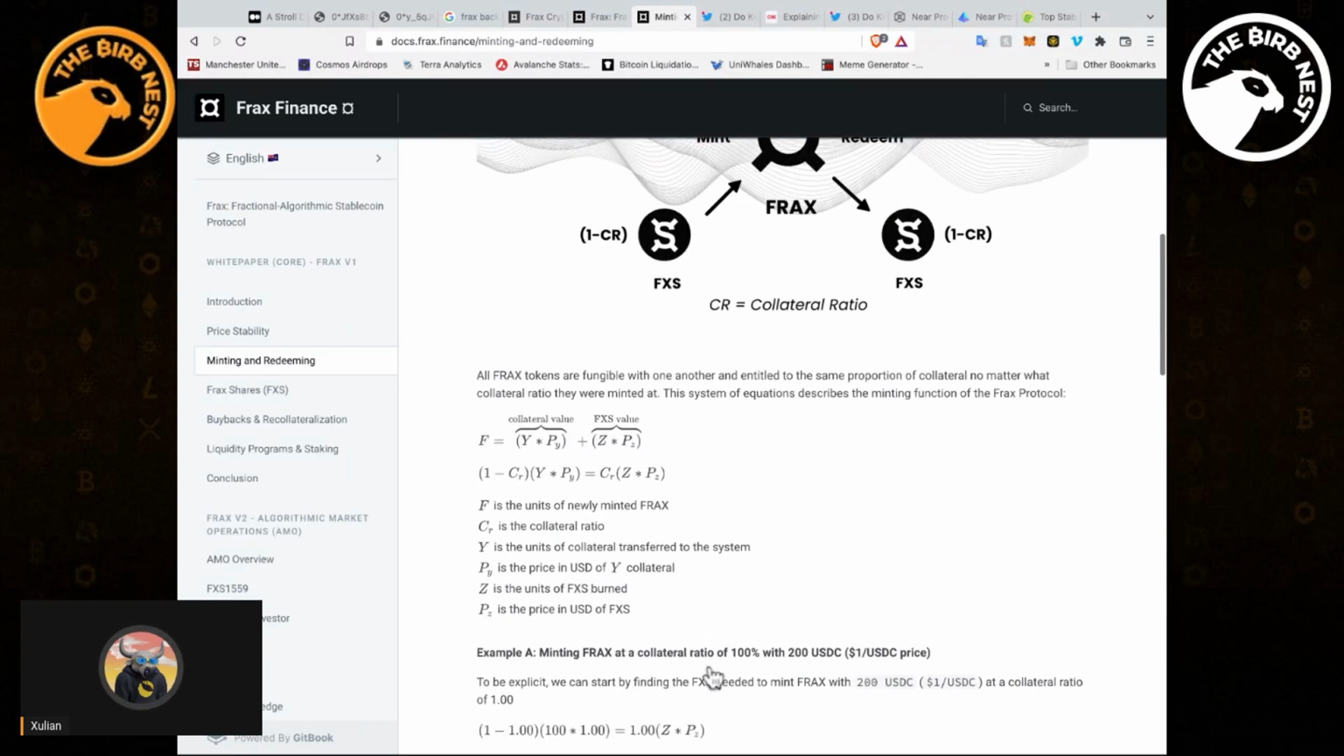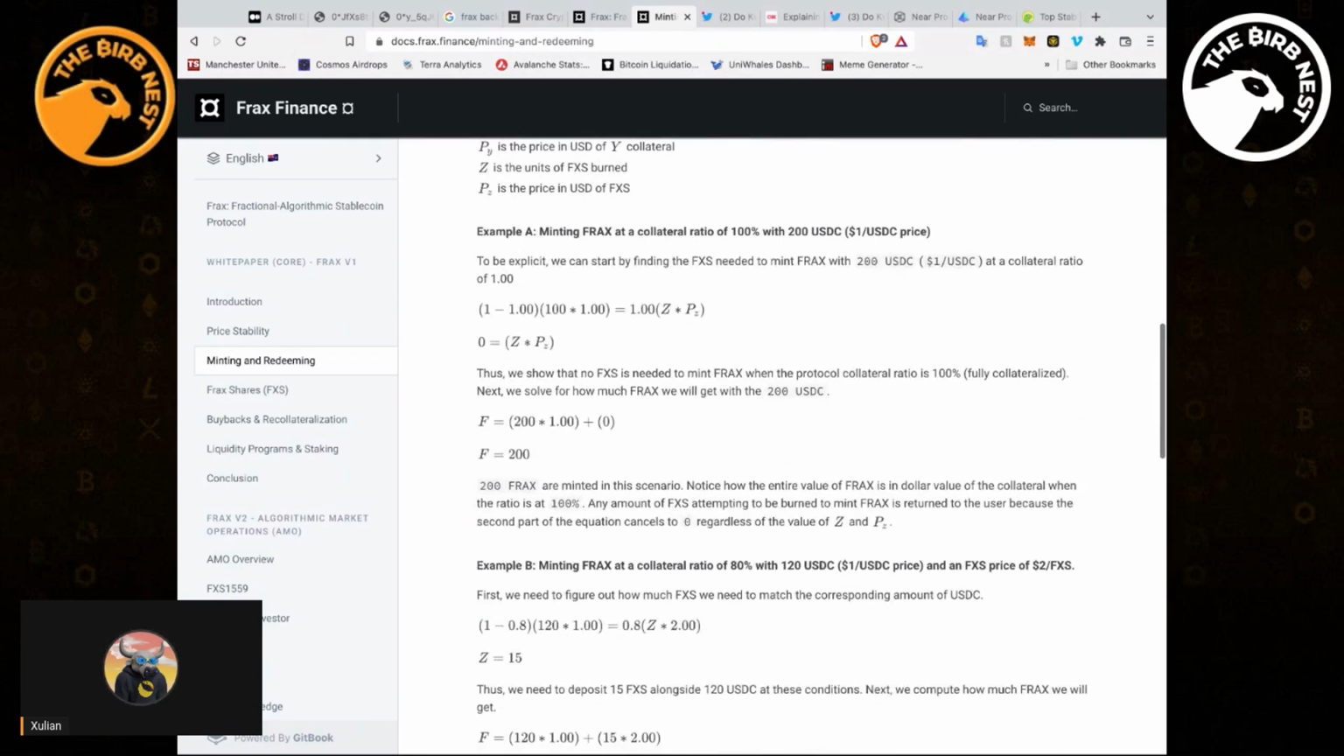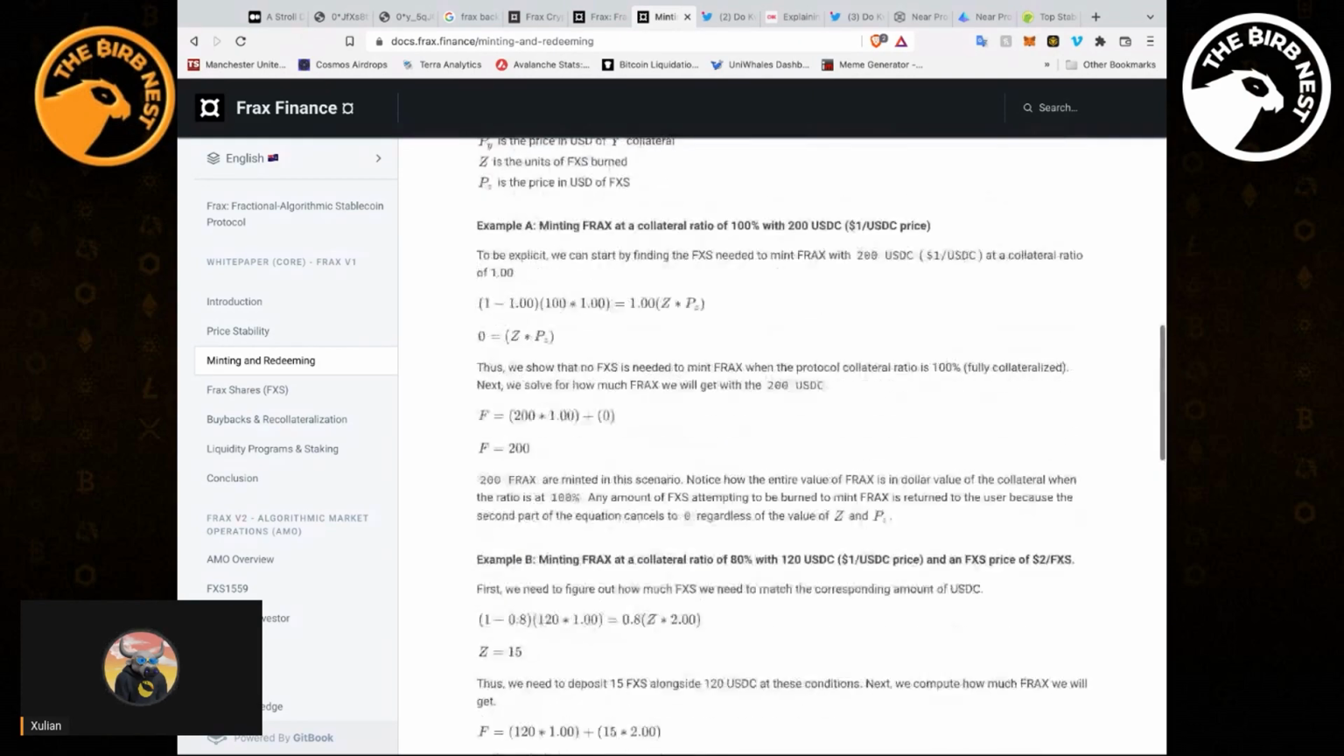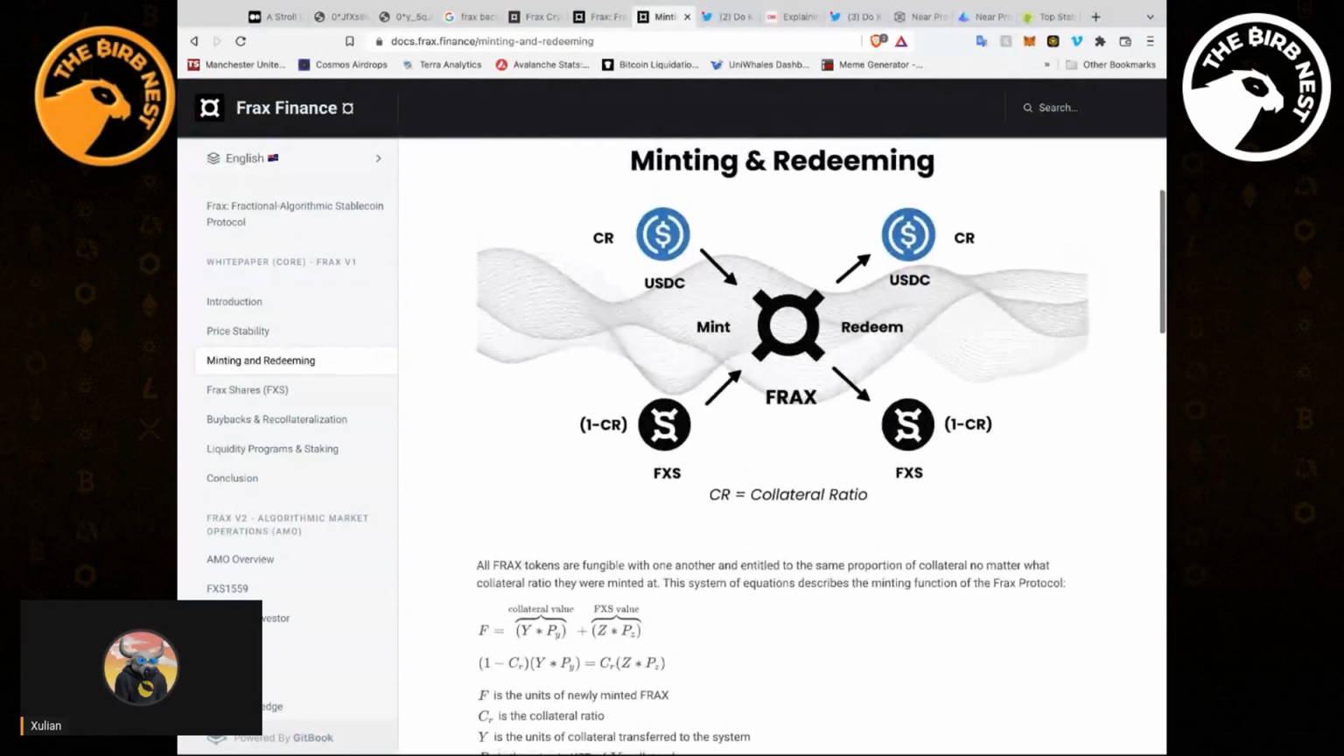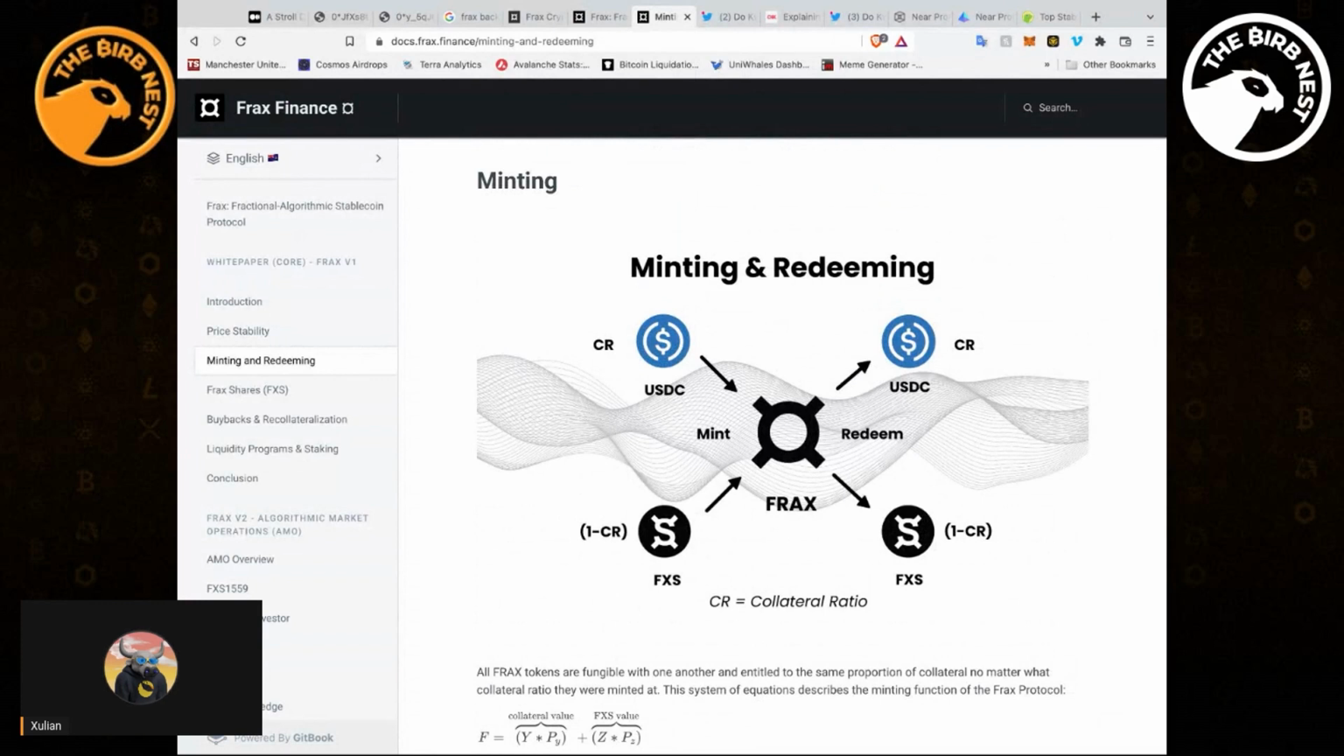And it has this very complicated math over here, but I'm really going to try to simplify it as much as possible. Frax tokens act almost as a crutch to allow it to scale a lot easier, because it does not need the same type of collateral to continue scaling.